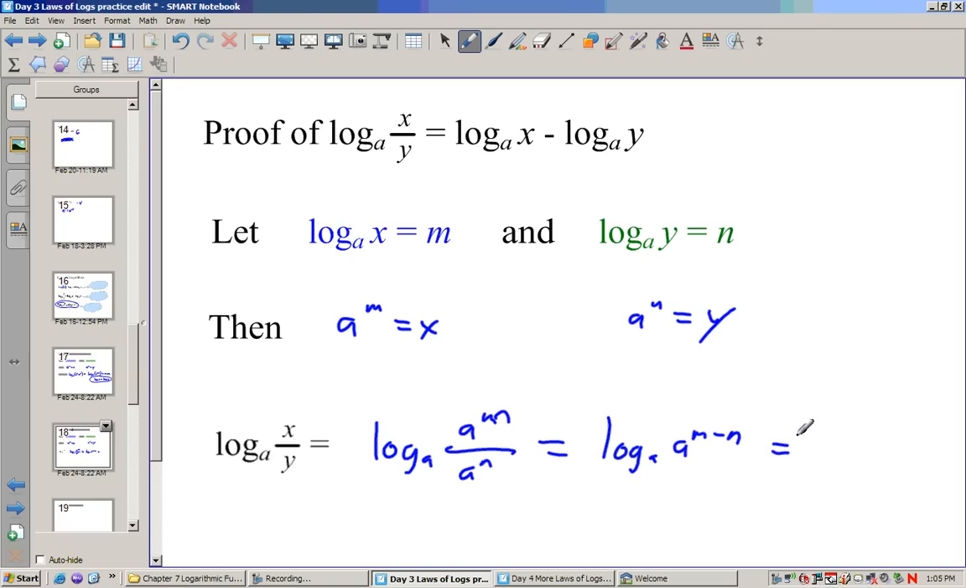A to which power is equal to a to the m minus n? That would just be m minus n. And so, just like the previous problem, that's going to be log base a of x minus log base a of y. And my proof is complete.